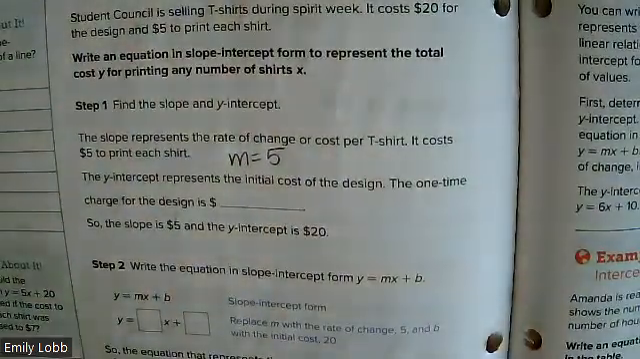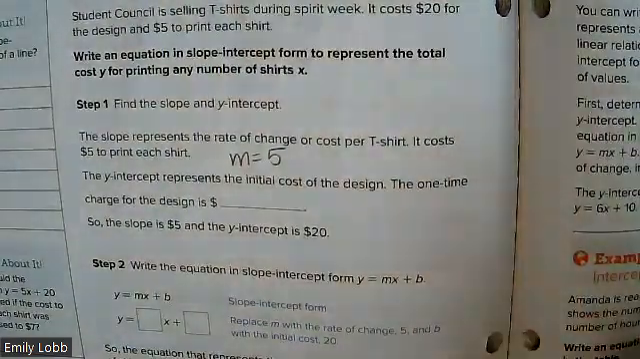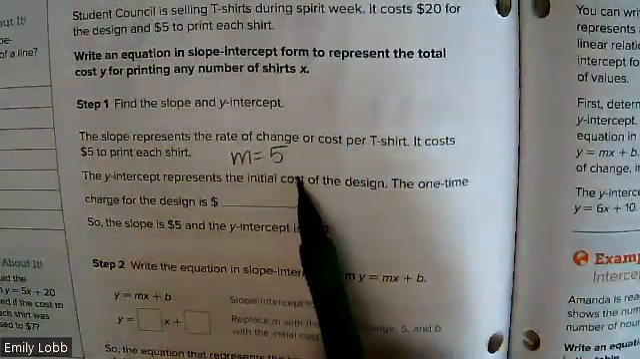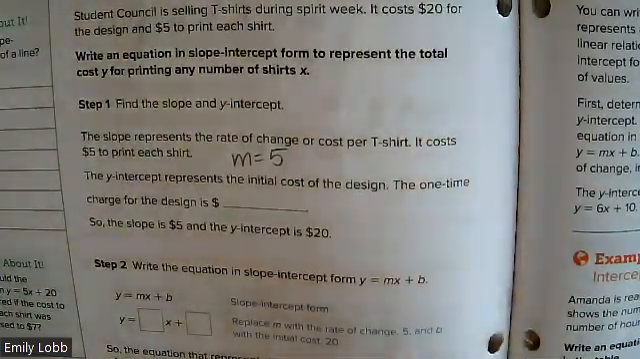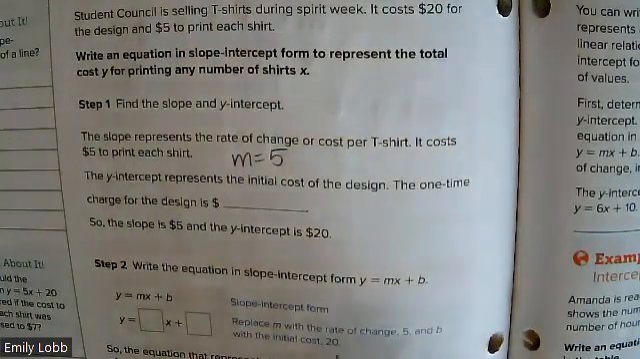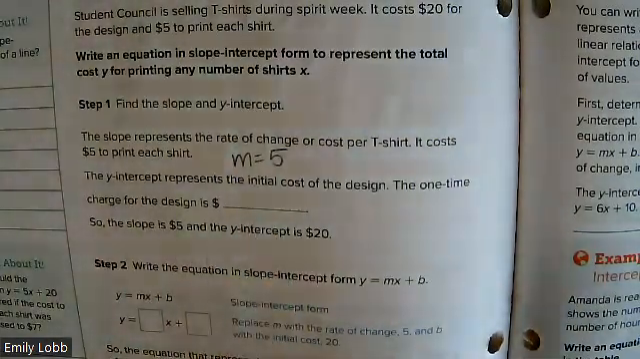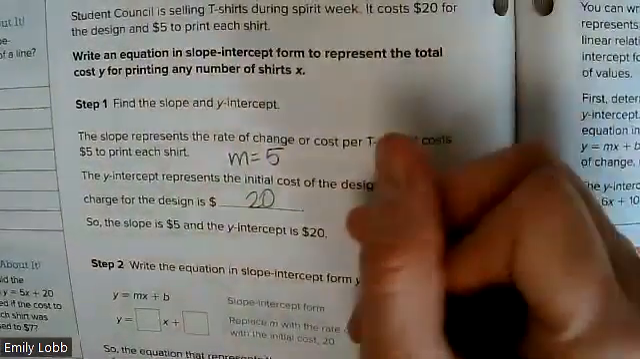Now, what's the other number that they gave us? It says it costs $20 for the design. So that must be our initial cost, right? It's not going up $20. It's just costing that for the one design. The one-time charge for the design is how much? $20. So that's our initial cost.